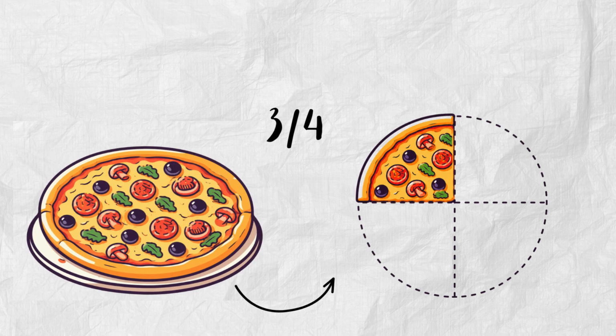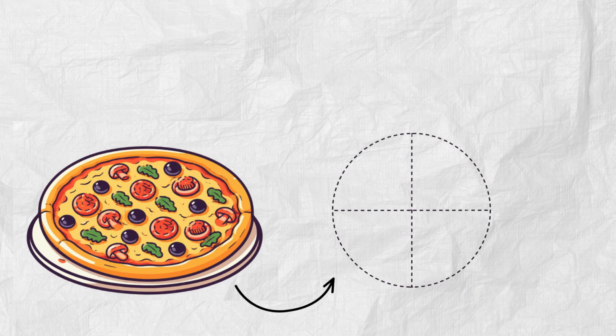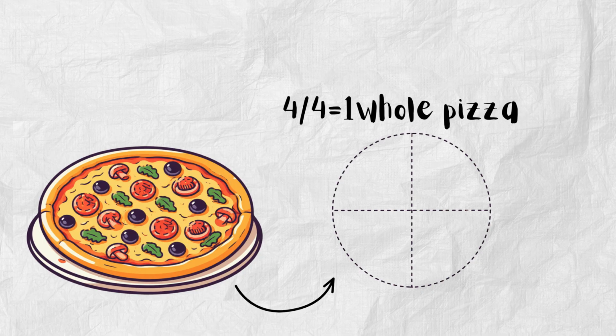Because the numerator explains how many equal parts I have. I had 3 equal parts and the fraction will be 3 by 4. If I take all the 4 slices, it means that I have taken the whole pizza and the fraction will be 4 by 4.